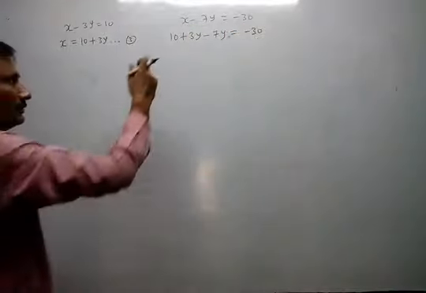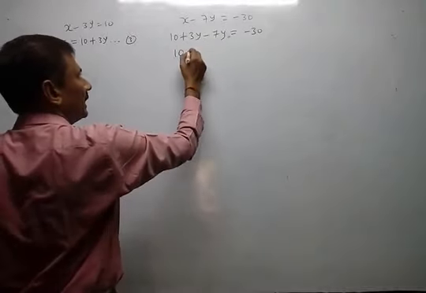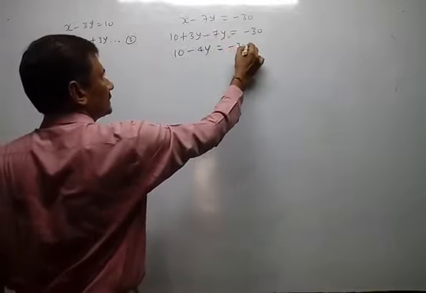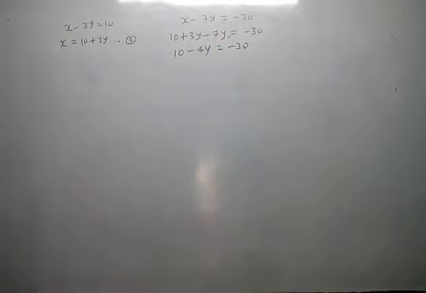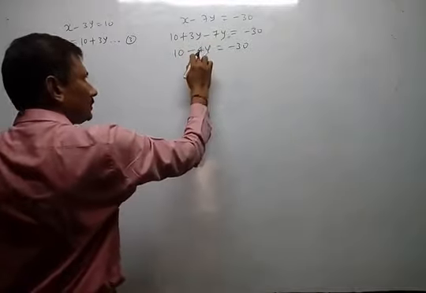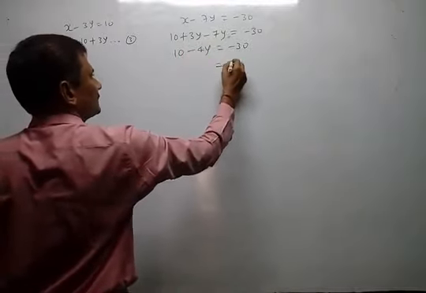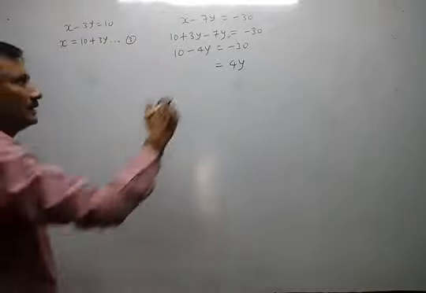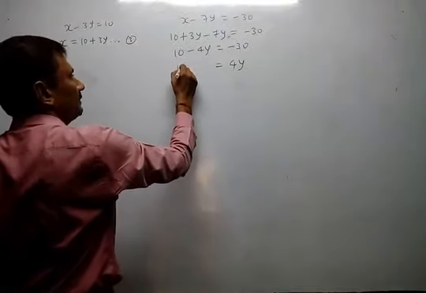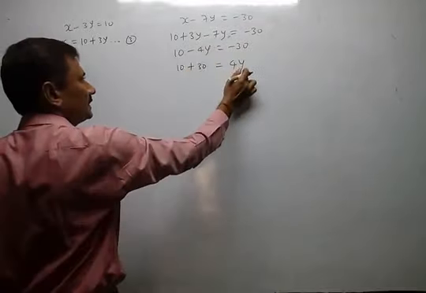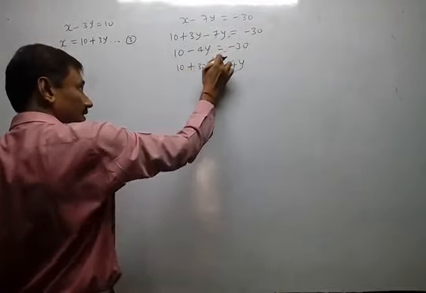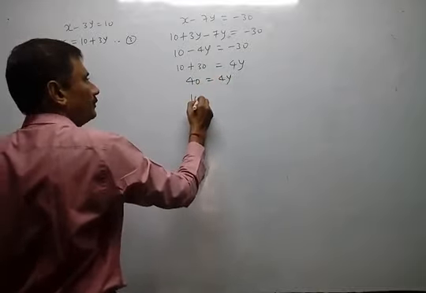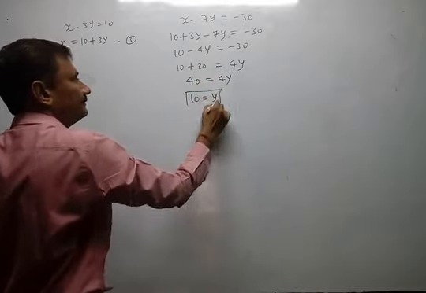Now look here. 10 minus 4y, 3y minus 7y. You understand why? Now, the variable itself is minus, so we are shifting the variable term here. Otherwise not. Now 30 is to be shifted here, so 10 plus 30. 4y is shifted here, so minus becomes plus, and this minus becomes plus also. So 40 equal to 4y. So 40 upon 4, 10 equal to y.